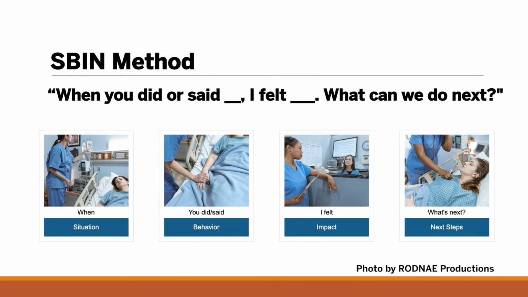When provides the context of the observation, so describe the situation with specific details such as, this morning in Mrs. Jones's room. Then use verbs to describe the behavior you observed, such as, you checked the IV site. Next, state how you felt, what you experienced as a result of the behavior. For example, I felt proud you used what we talked about in class. Finally, next steps is about what they should keep doing to reinforce the behavior, what they might do differently, and to make a plan for corrections and improvement.